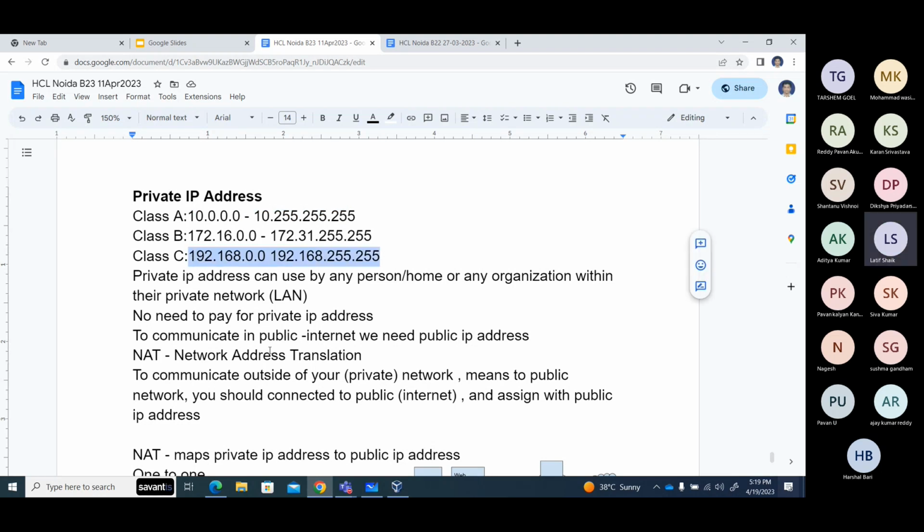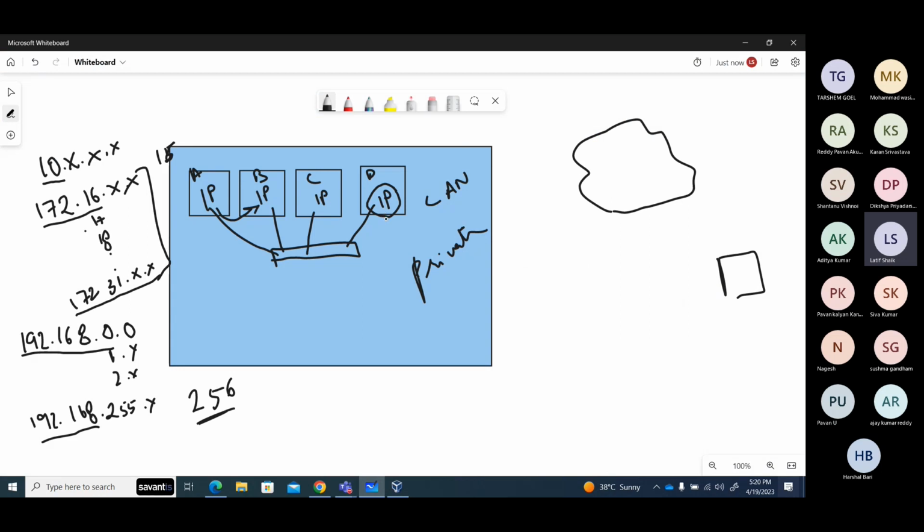192.168.0.0 to 192.168.255.255. Private IP addresses can be used by any person, in a home or any organization, within their private network, within their LAN only. You don't need to pay anything to use a private IP address. No permission or registration is required to use a private IP address in your private network. Private IP addresses are non-routable, meaning with your private IP, you cannot communicate on the internet.